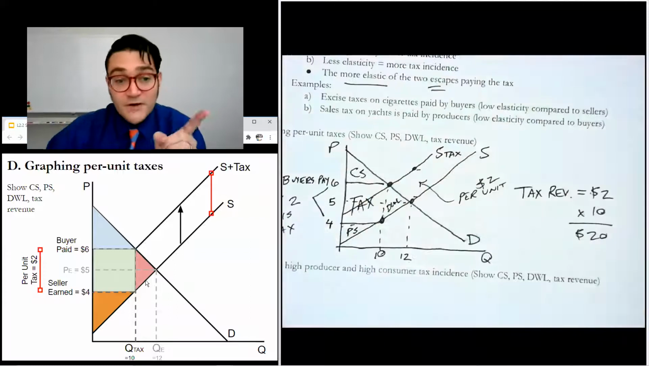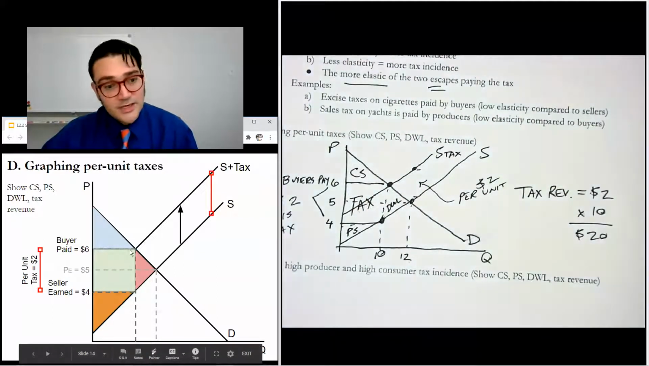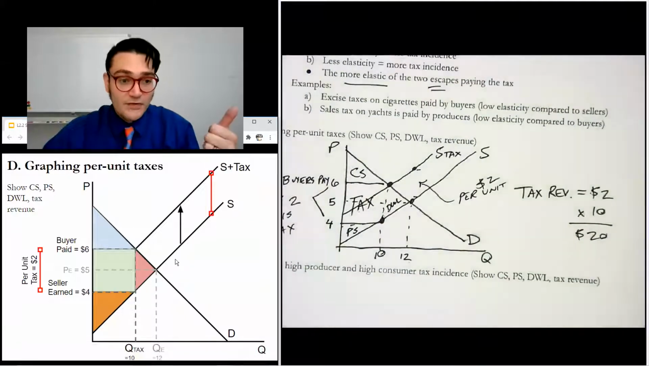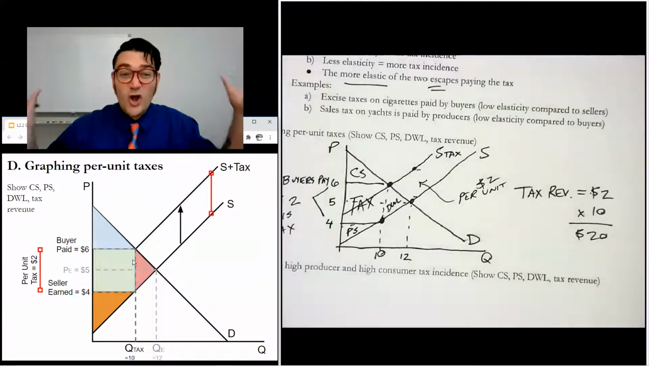DWL. We can quantify that if you want, right? You could sit down and say, all right, the base of the triangle is 2, and the height of the triangle is 1, so 2 times 1 divided by 2. So the total value of the deadweight loss in this picture and the one we drew is $2. So we could say that the cost of all of this to society is $2.